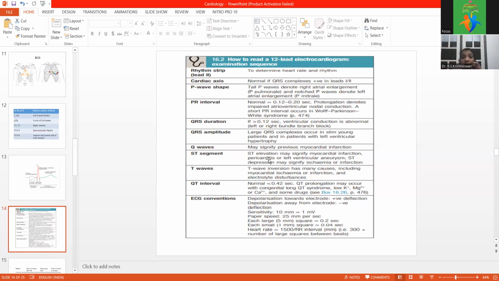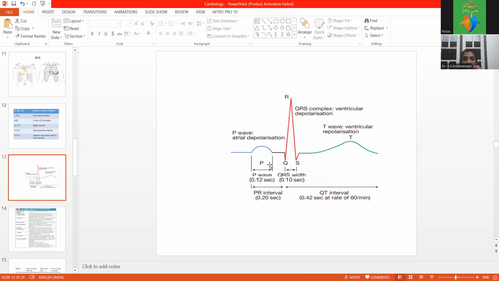Okay. Then PR interval. PR interval is normally 0.12 to 0.20 seconds. When there is prolongation of the PR interval, there is atrioventricular nodal conduction defect. This is the PR interval. So from the SA node, it is reaching towards the ventricle.